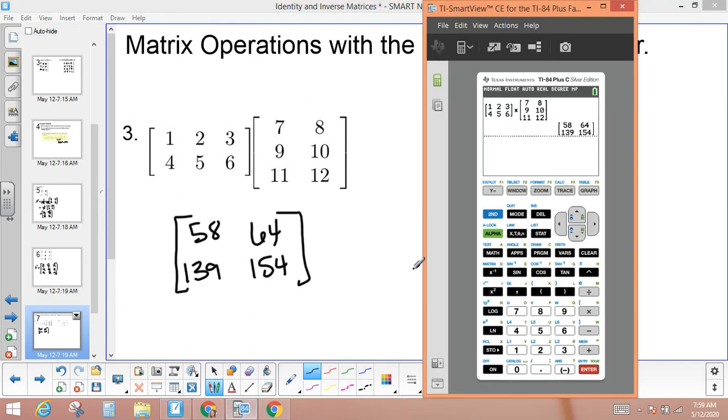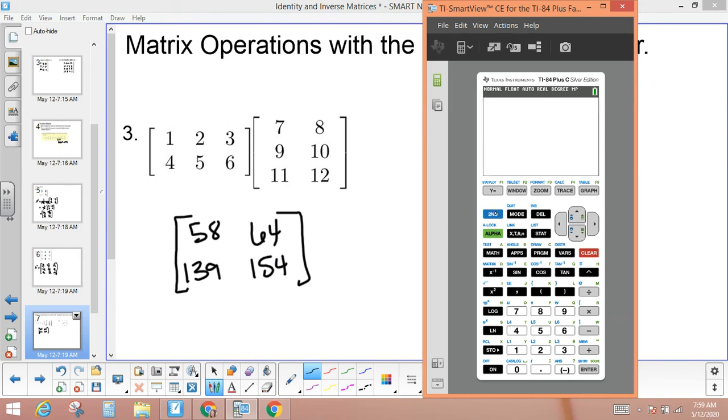All right, so again, if you like this way and you have this calculator with this new operating system, then you don't have to watch me work the other way. You can fast forward a little bit.